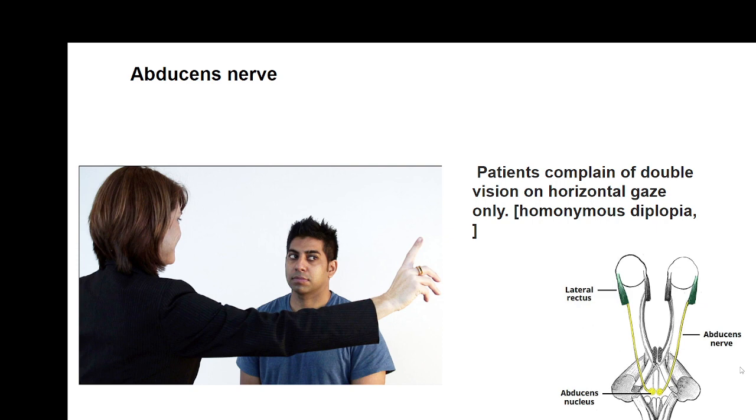Then the abducens nerve. Again, it helps in eyeball movements, and most of the time the patient would have double vision when looking in a horizontal direction. It also can help in identifying reduction or impairment of the visual field.